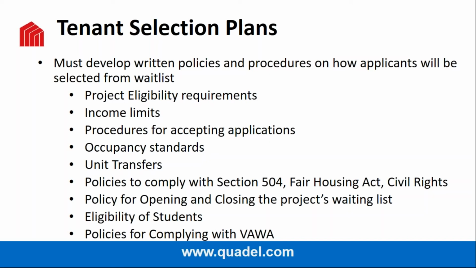There are 9 required topics which are listed here on this slide, such as project eligibility, income limits, procedures for accepting rental applications, unit occupancy and size standards, transfers, policies to comply with 504 and fair housing, policy for opening and closing the project's waiting list. There are certain requirements that must be adhered to and followed when opening and closing project wait lists. So those must be fully documented and disclosed in the tenant selection plan.